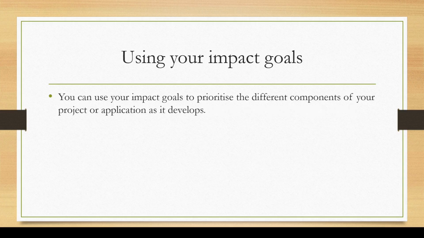And then finally, we can use those impact goals as we're developing our project. We can use them to prioritize the different components of our project or the application as it develops. So we can know what impacts we're trying to achieve, and it can tell us what things to focus on first. So in the application example we're talking about, what's most important?